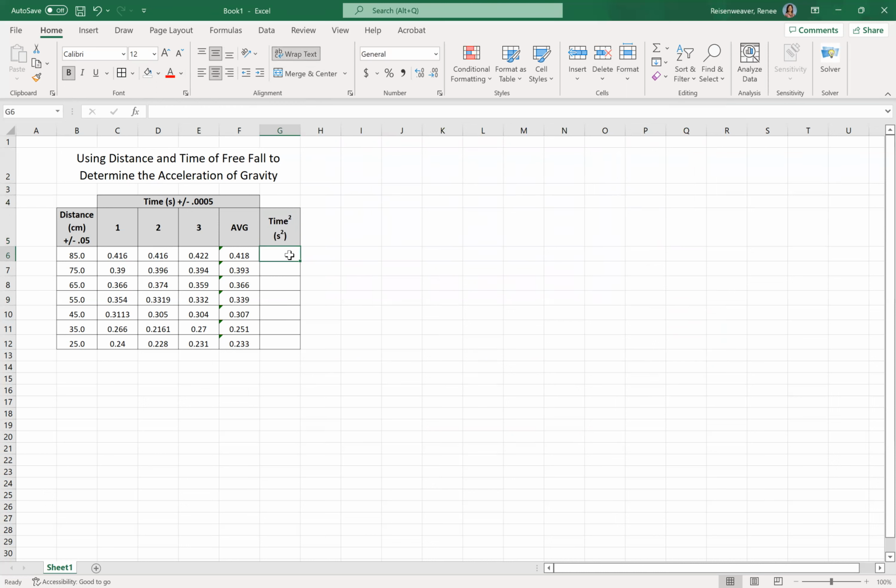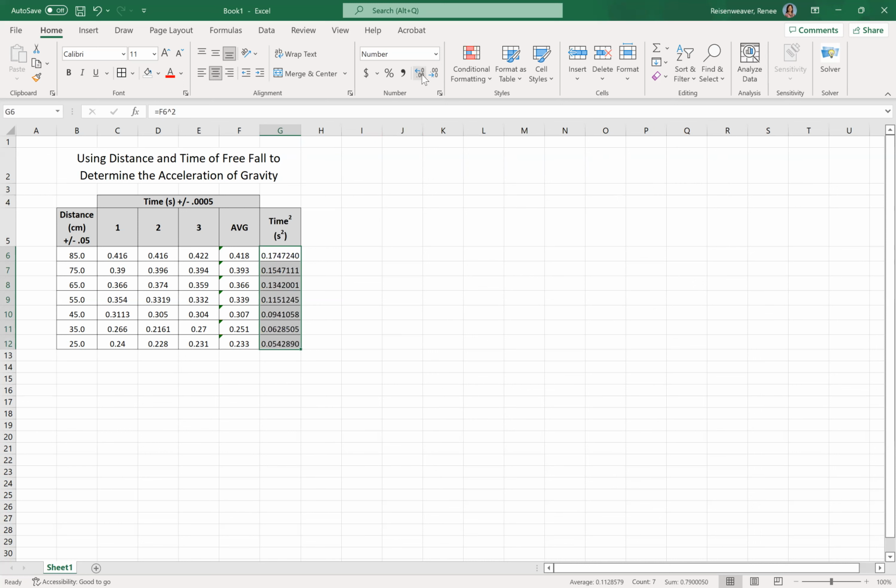There it is. To square it, I simply want to square my average time. So I'm going to tell the computer that I'm using a formula, so it's going to be equal. My average time is in F6, so I'm going to put down F6 caret 2. It enters, and there is my square of 0.418. Go to the bottom right corner of the cell and drag that down.